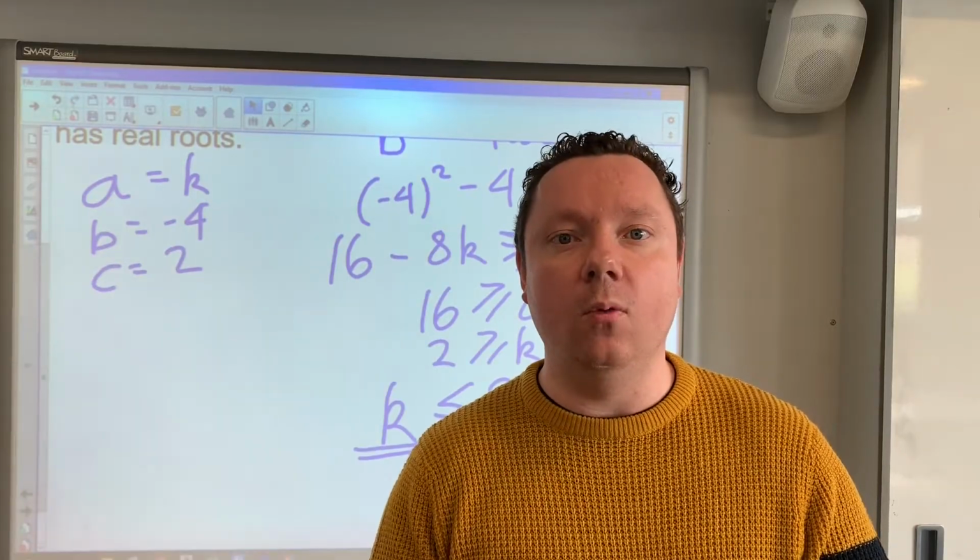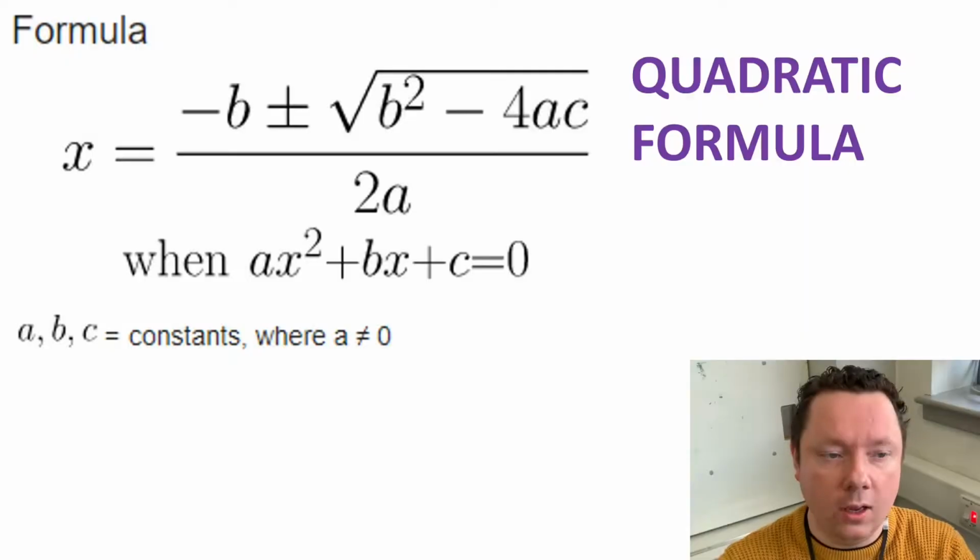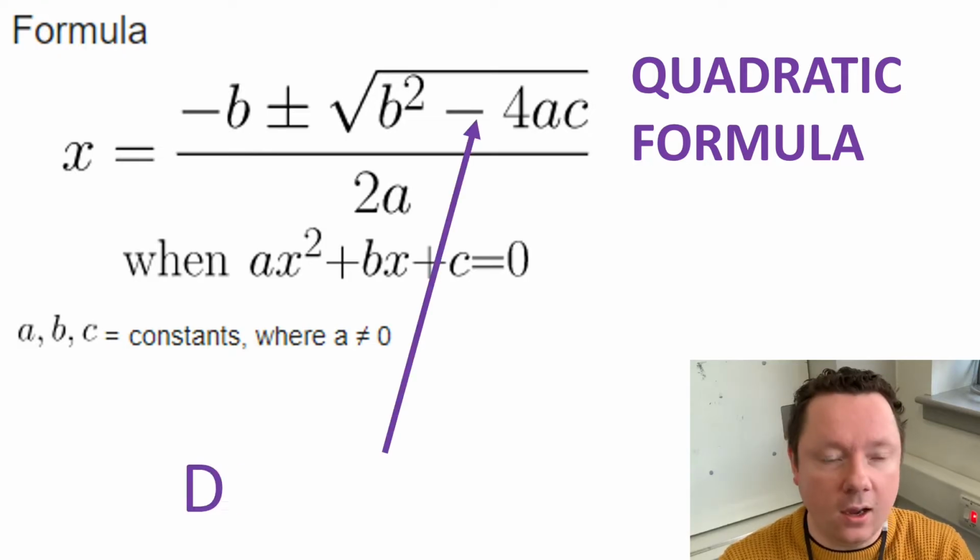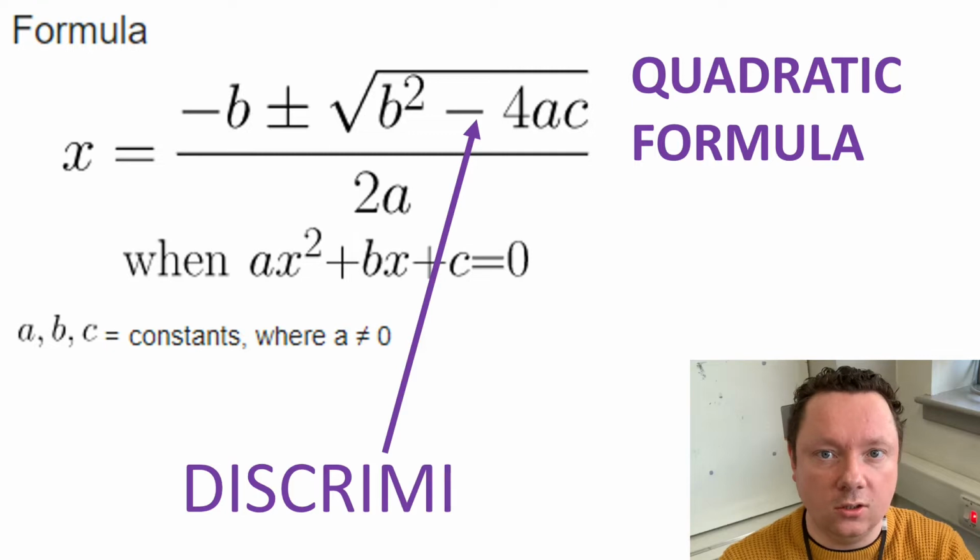Let's get straight into it with what is the discriminant. Okay, let's talk about the quadratic formula. X equals minus b plus or minus the square root of b squared minus 4ac over 2a. Now the bit underneath the square root sign is called the discriminant.